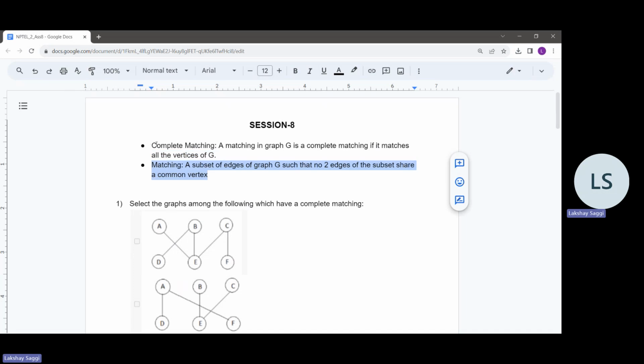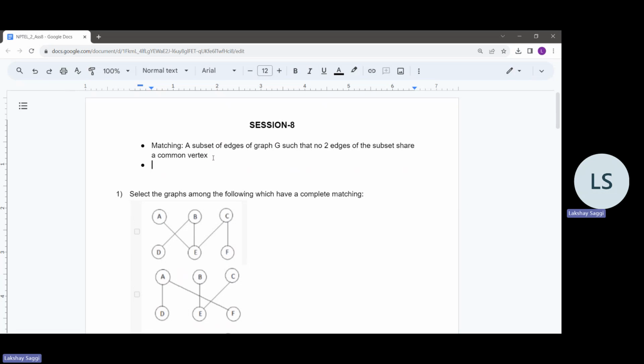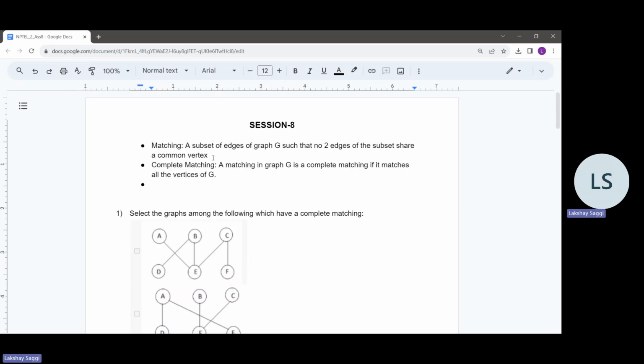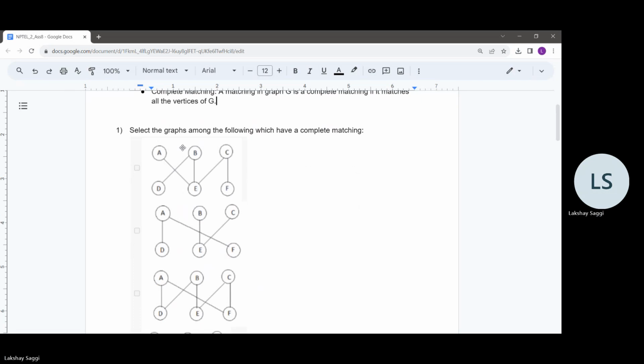Maybe I should reverse the order, because first we should define what a matching is and then say what a complete matching is. A matching is a subset of edges of graph G such that no two edges of the subset share a common vertex. And a matching is a complete matching if it matches all the vertices of G. Essentially, all the vertices are covered by some edge of that matching, and only then is it a complete matching. Hopefully the definition is clear to everyone.